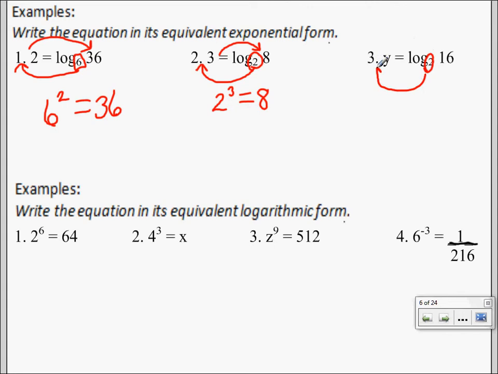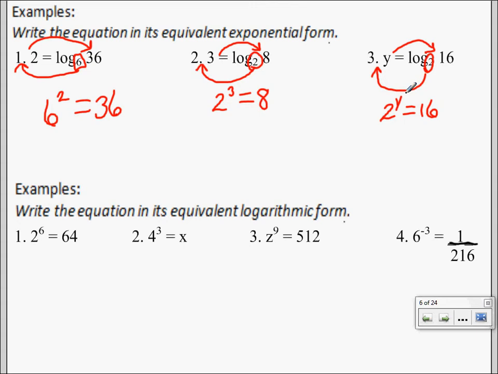Number 3, 2 will become our base. Our equals will become 16. So base of 2, power of y equals 16. Now later on we'll try to solve for y, but for now we're just going to keep working with writing things in the log form.